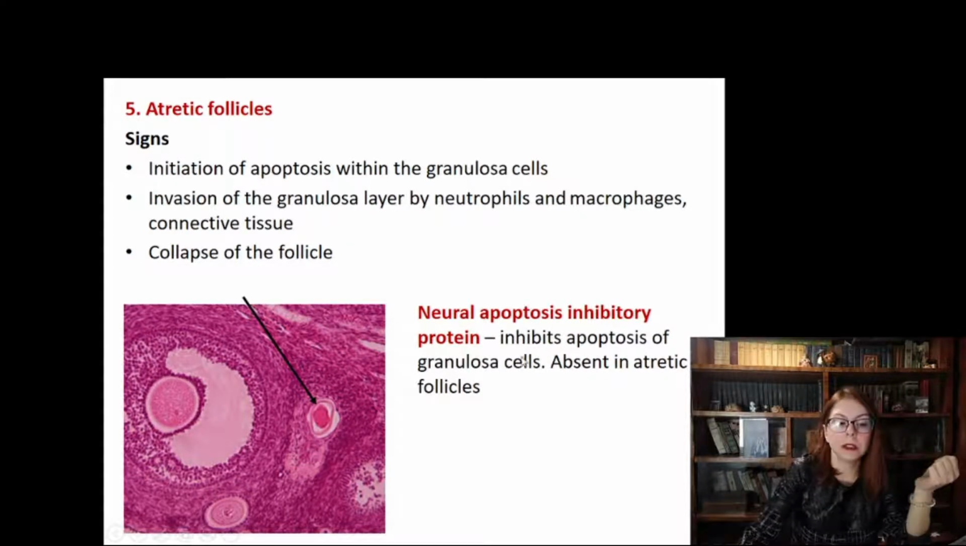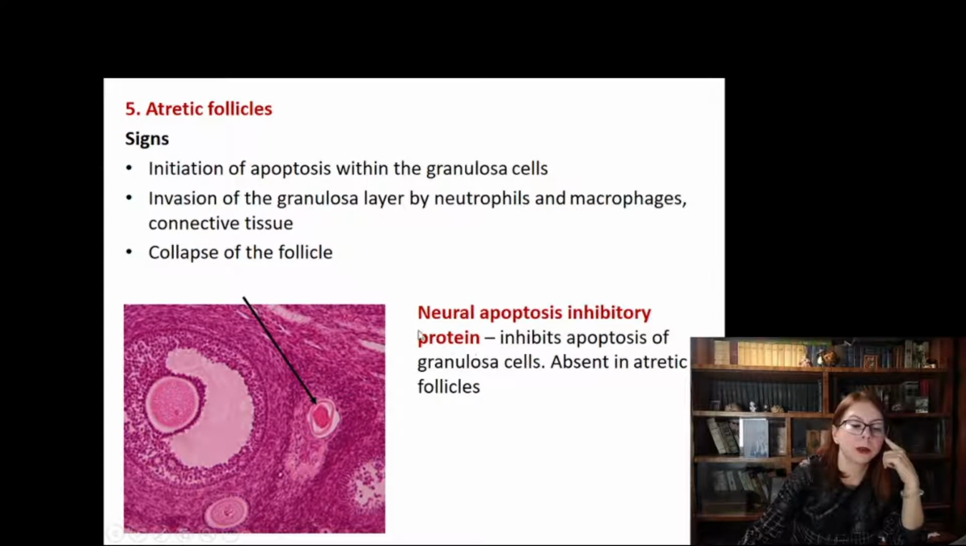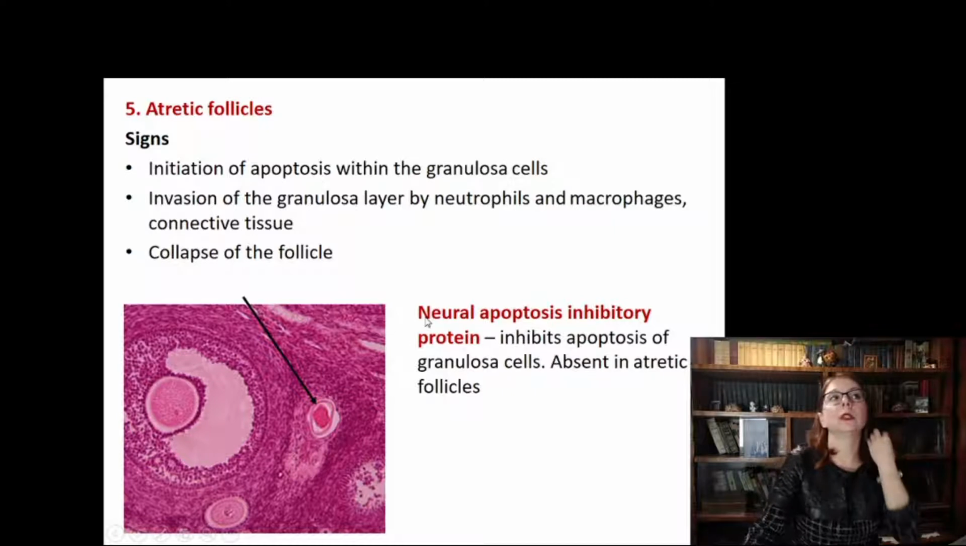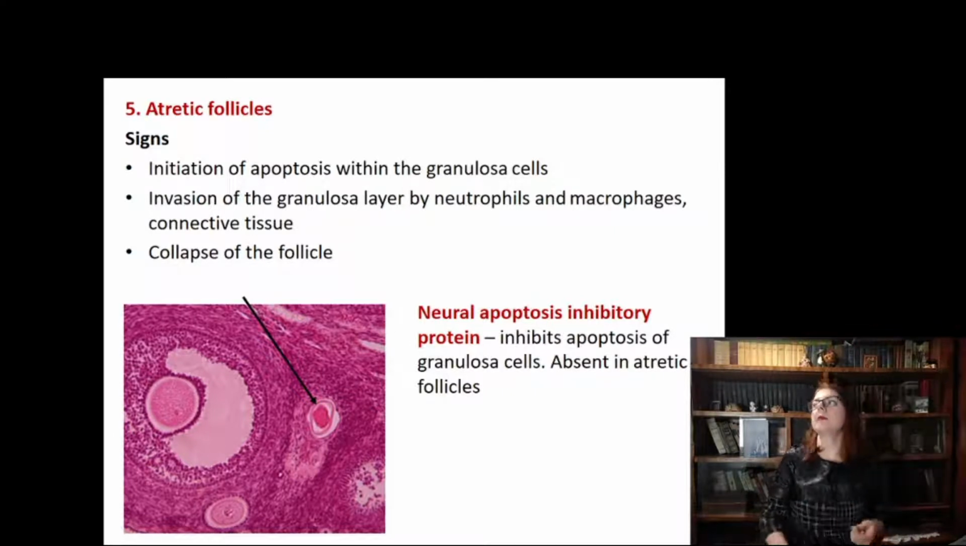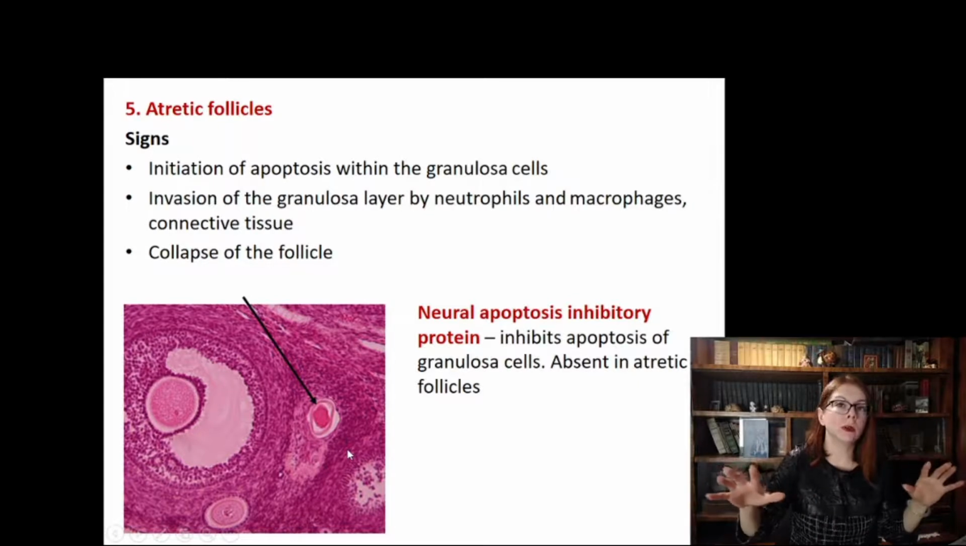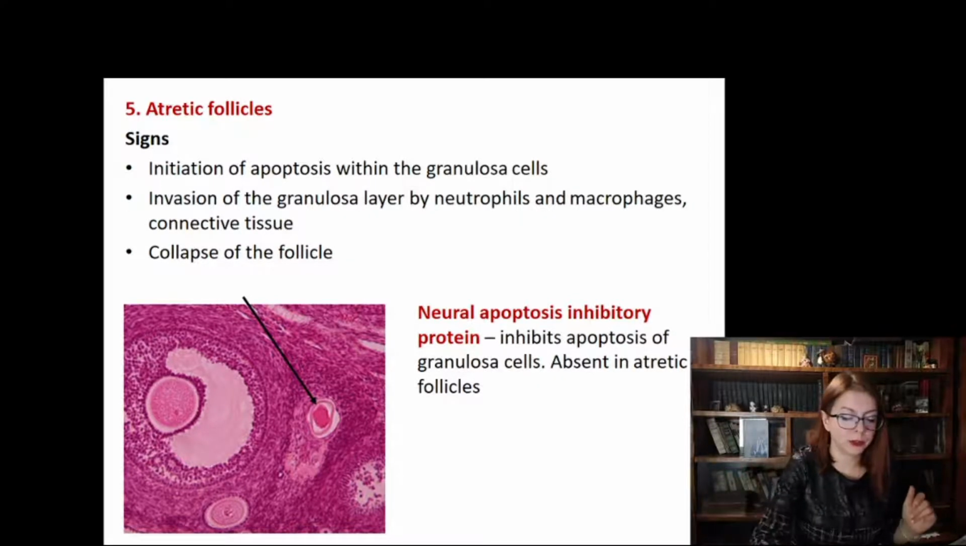Then this factor is believed to inhibit the atretic process. So in atretic follicles, neural apoptosis inhibitory protein is not found, so it prevents apoptosis in normal follicles. In case of its absence, follicles undergo the atretic process. In some animals, follicles undergoing atresia do not disappear at once abruptly, but their theca interna cells disperse in the ovary and continue to produce androgens.